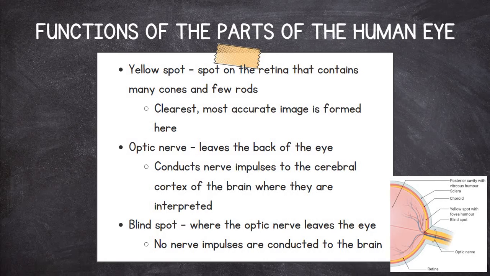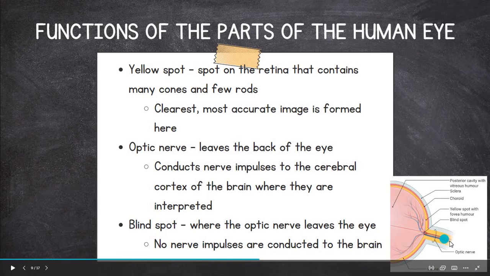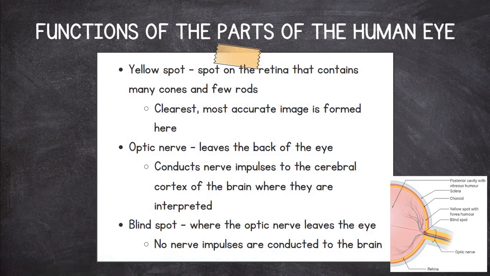Okay. Then we have the optic nerve, and like nerves do, they conduct nerve impulses. So the optic nerve leaves the back of the eye, as you can see here, and it conducts nerve impulses to the cerebral cortex of the brain where they are interpreted.